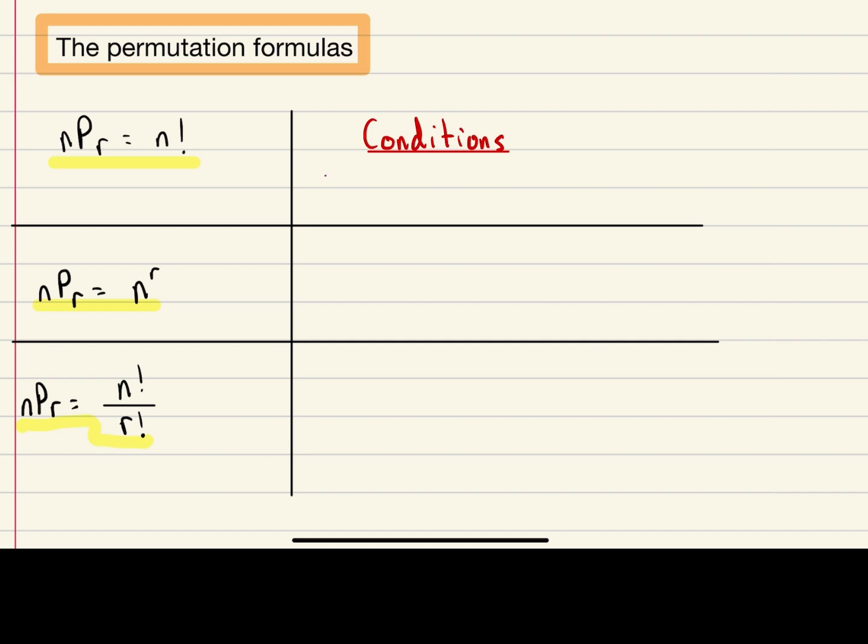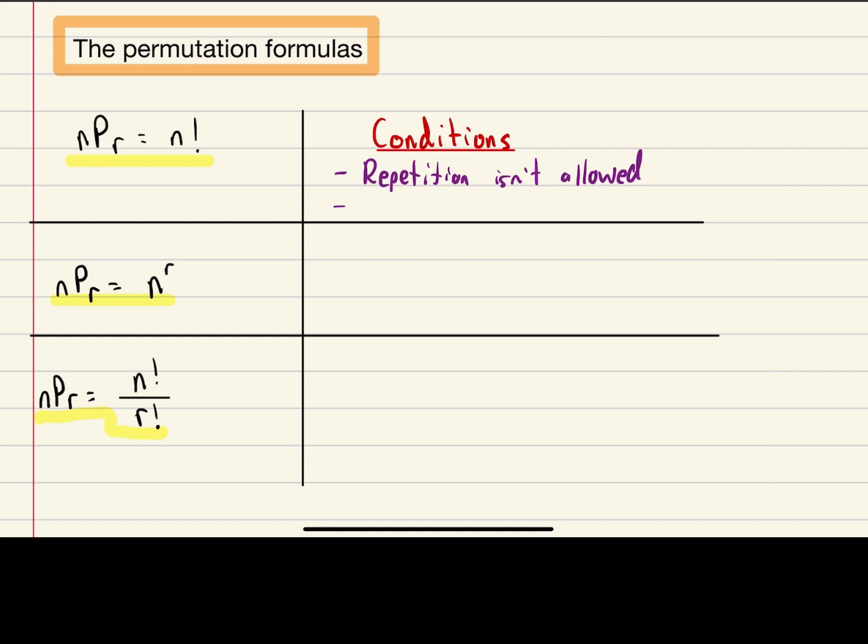The first condition that has to be met is that repetition is not allowed. The second condition that must be met for us to use this formula is that your n, or the sample size, or the set size, is equal to the number you're choosing. So the number of choices. What we really mean is that n is equal to r.